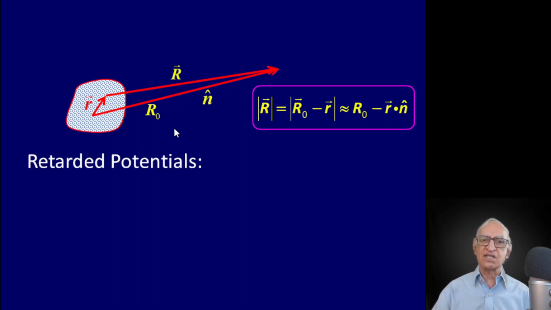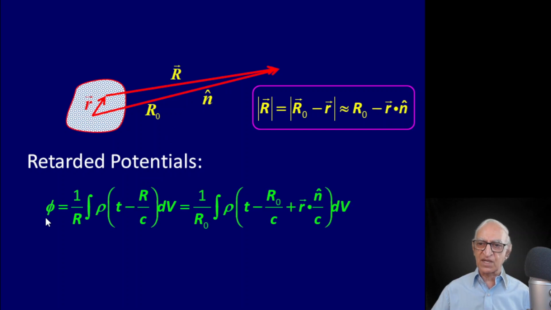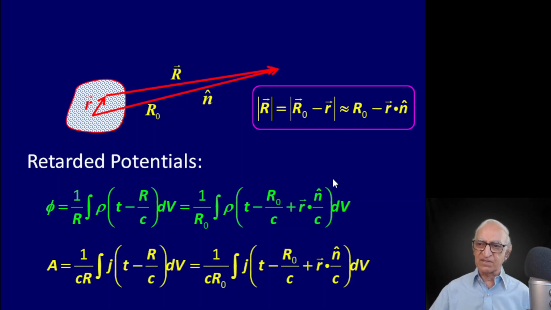So let us now write the retarded potentials. The retarded scalar potential is given by the integral of rho at t minus capital R by c, which I have written as rho at t minus, with this simplification over there. And similarly, the vector potential, which can be written there. All I have done is, instead of R over c, I have replaced it by r naught minus small r dot n, divided by c. That's all. I've not done anything. And it's a very good approximation if the size of the system is small compared to the distance at which you're calculating the scalar and vector potential or the electric and magnetic fields.